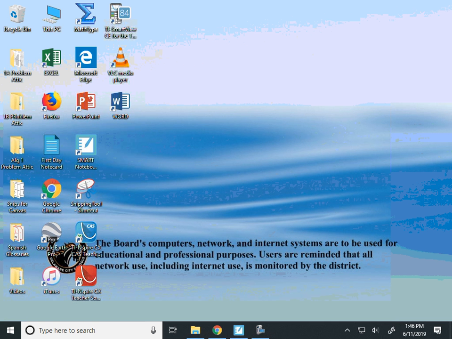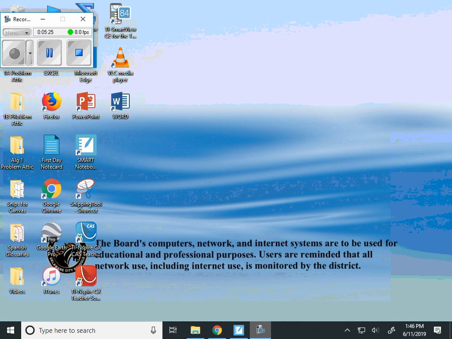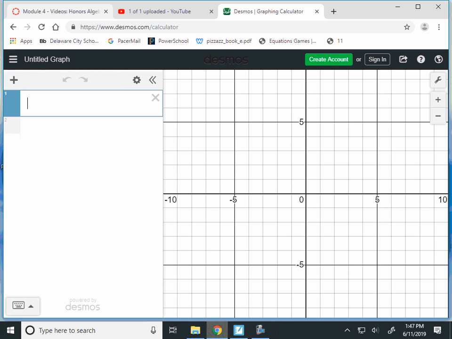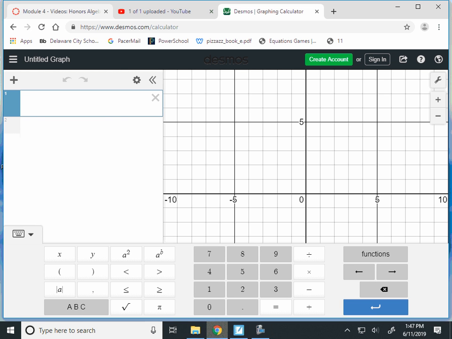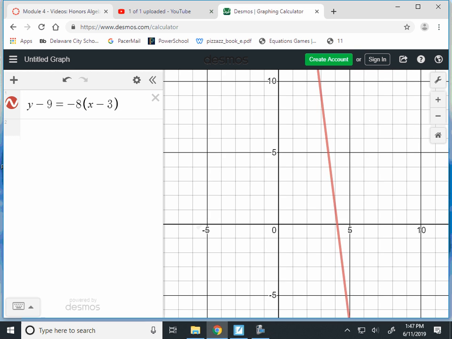Actually, I'll just pull up Desmos here. I'll just show you this real quick. If I graph that line, y minus 9 equals, let's see, -8 times x minus 3. First of all, it shows me a line.